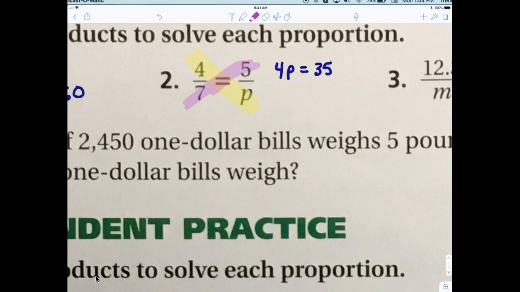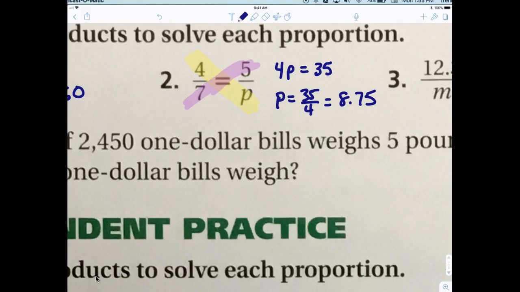How did I get 4p? Well, there's a 4 and a p. The only way I got that is to multiply 4 times p. Is everybody with me? Now, after I cross multiply, I do what? Divide. So, p is equal to 35 divided by 4. Now, if you're using a calculator, of course, you would say 8.75.